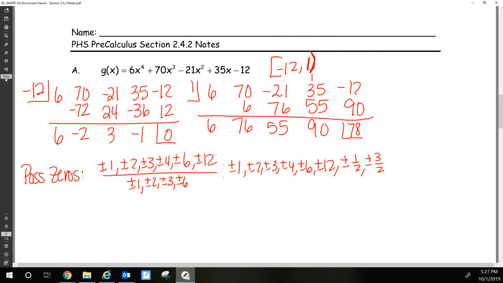Now we're going to divide it by 3. 1 divided by 3 is 1/3. 2 divided by 3, 2/3. 3 divided by 3 is 1. I do have 4 divided by 3.